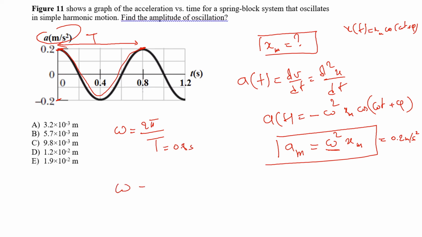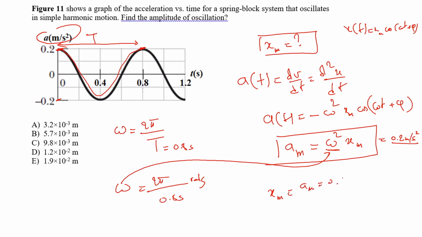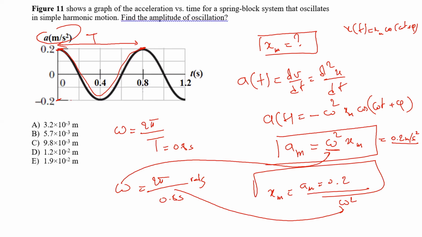So I can get omega is 2 pi divided by 0.8 seconds, and I have it in radian per second, of course. Once I have it, I plug it here, omega square, I know this. So of course, my x max is A max, which is 0.2 divided by omega square, which is this number here square. And you do it properly and you will get your answer.